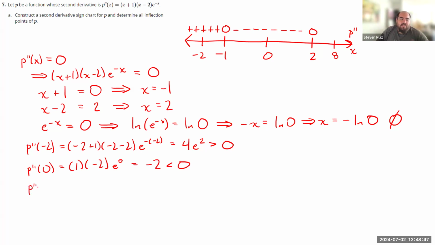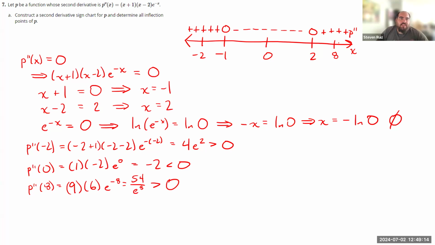And then finally, what is p''(8)? That'll be equal to 9 times 6 times e^(-8). So I get 54 over e^8, which is a positive number. So I believe our sign chart is complete. Next thing we're asked for is the inflection points.